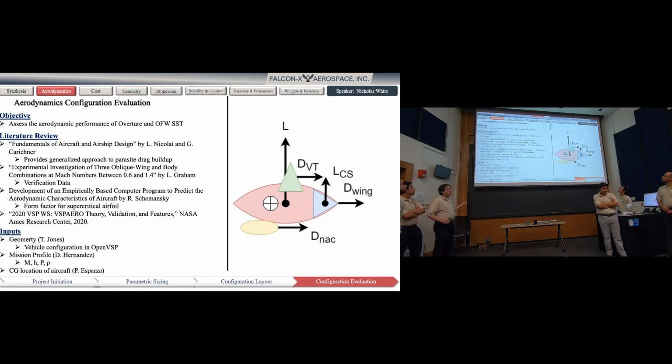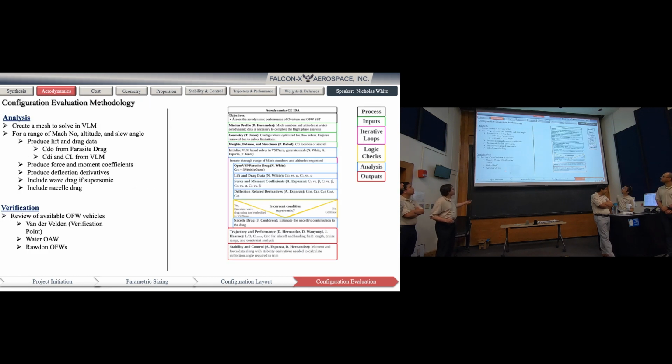And so, using verification data from wind tunnel testing of various wind tunnel models, we then go into our method here. We use VLM, next slide. We use the vortex lattice method in VSPAERO to determine the lift, drag, and all the force and moment coefficients that are acting on the aircraft at any given point in flight. And we also use OpenVSP's parasite drag and wave drag tools to generate a full drag buildup of the vehicle. Next slide.